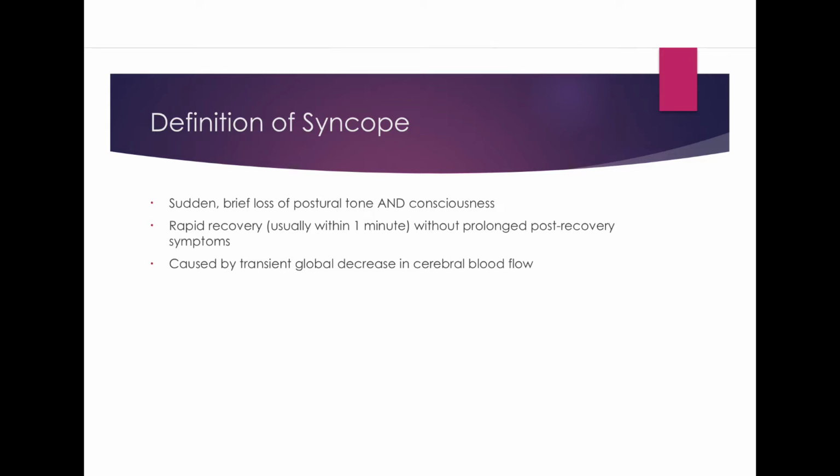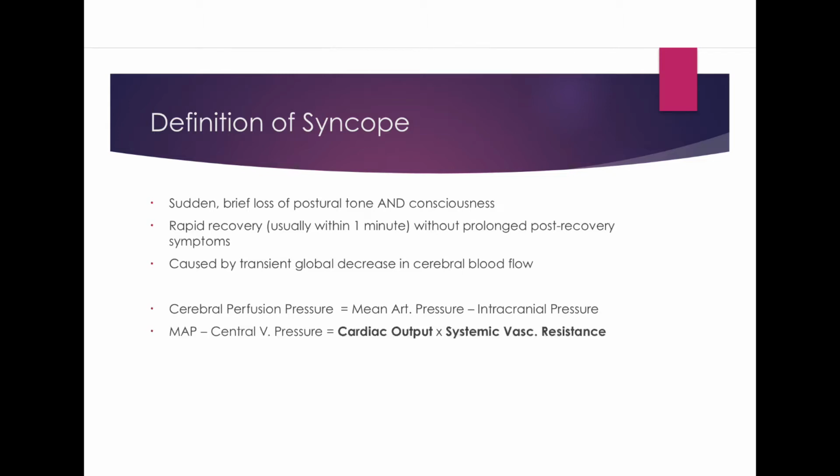Now, the cerebral blood flow is governed by the cerebral perfusion pressure, which is given by the mean arterial pressure minus the intracranial pressure, and the major component of that in regards to syncope is the mean arterial pressure. That is given by the following equation: mean arterial pressure minus the central venous pressure is equal to the cardiac output times the systemic vascular resistance.